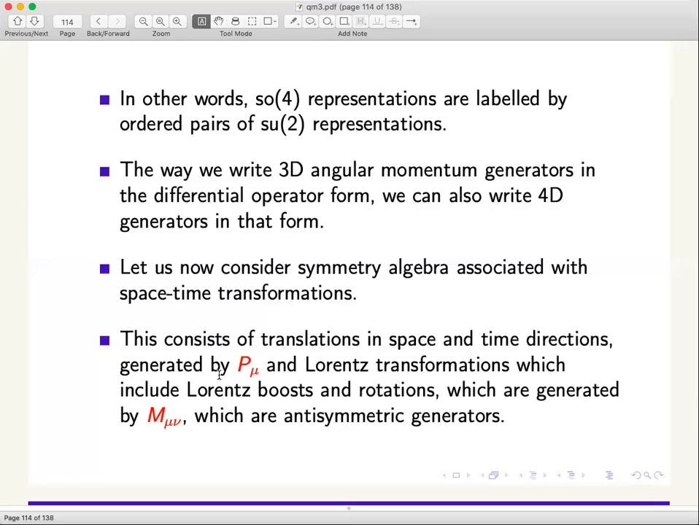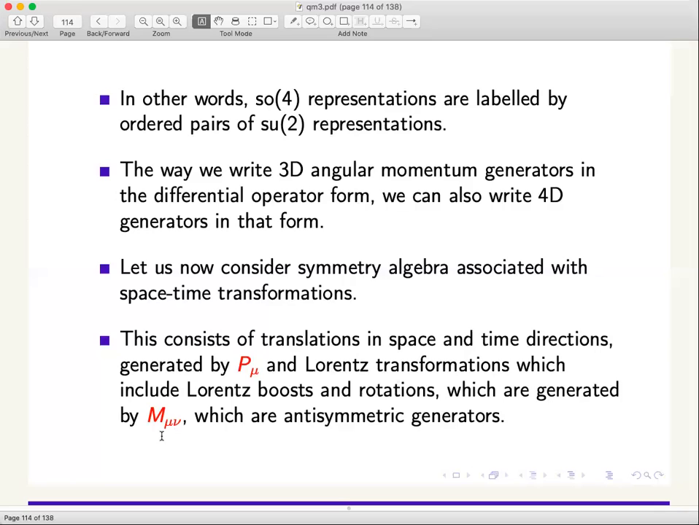So P mu is of course easy. In quantum mechanics, it is like a momentum operator, which does infinitesimal translation. But M mu nu is antisymmetric in mu nu, and mu nu take 4 values. So an antisymmetric second rank tensor in 4 dimensions would have 6 components. So 0, 1, 0, 2, 0, 3, 1, 2, 1, 3, and 2, 3.